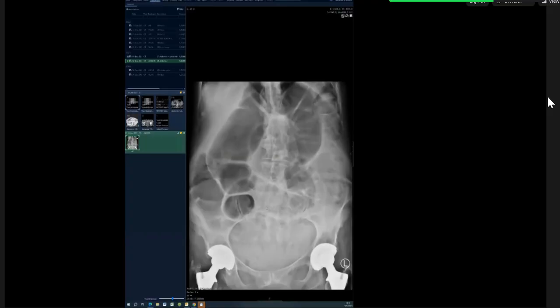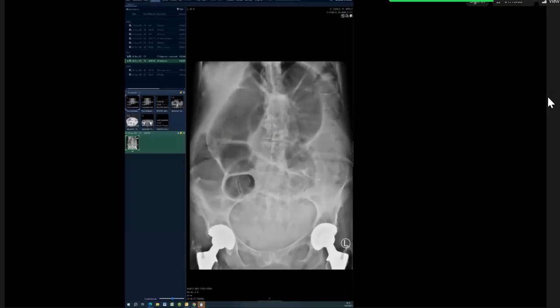Okay, so what would a sigmoid volvulus look like? Describe a sigmoid volvulus, what it typically looks like. Inverted U shaped, coffee bean appearance, interruption of the bowel in the rectum with pelvic convergence sign. These are the signs of sigmoid volvulus.